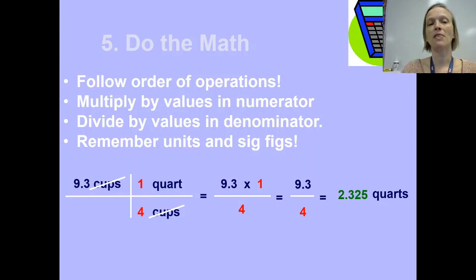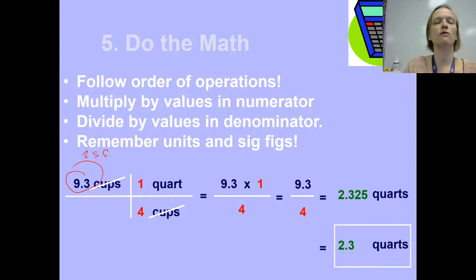2.325 quarts, but that has too many significant figures. I need to look at how many significant figures I had in my original value. Since I had 2 sig figs here, I need to have 2 sig figs in my final answer. So I'm going to round off my value at this position. Because the 2 is less than 5, I don't have to do anything to this 3, and I have 2.3 quarts.